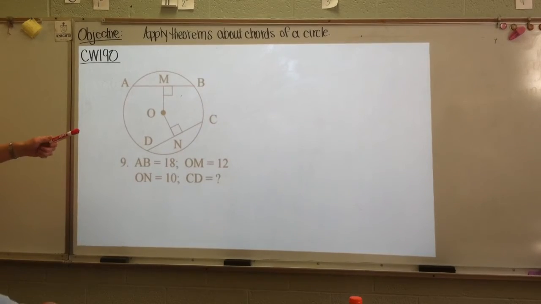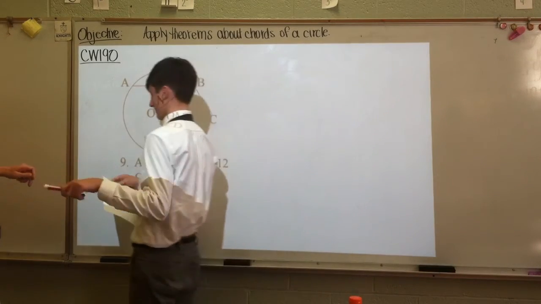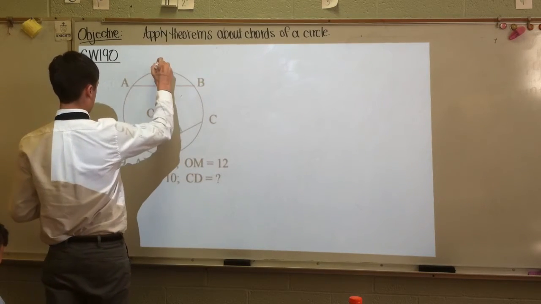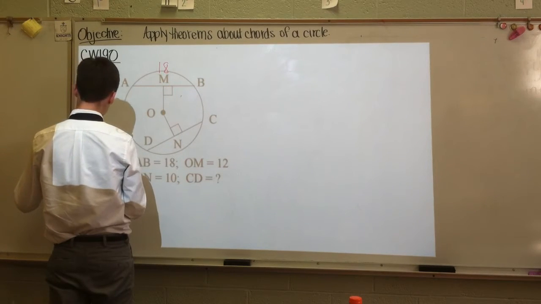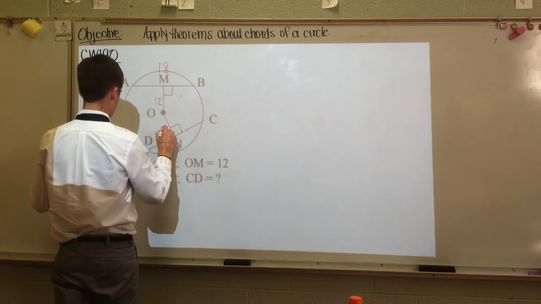All right, let's use what we know. We know that theorem 9.6 says chords that are equally distant from the center are congruent in the same circle. So these chords are congruent because they're equally distant from the center. Why are these chords equally distant from the center?